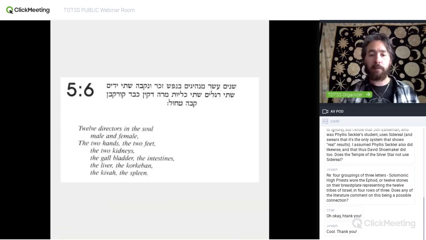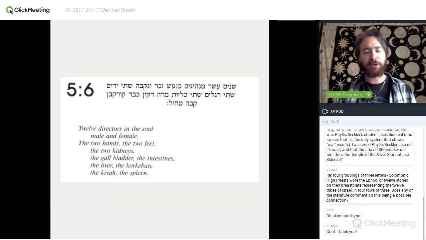Okay, and so now you've got 12 parts of the body here that are corresponding to the 12 letters. A couple of those might be unfamiliar parts of the body. The korkeban is a word normally only used to refer to animals. It's not usually used as a part of human anatomy. It's something like the gizzard in fowl, ducks, chickens, turkeys. Yeah, it's the gizzard. And then the keiva is normally the term used for the fourth stomach in ruminants, like cows or sheep, and that's where the rennet glands are, in the fourth stomach.